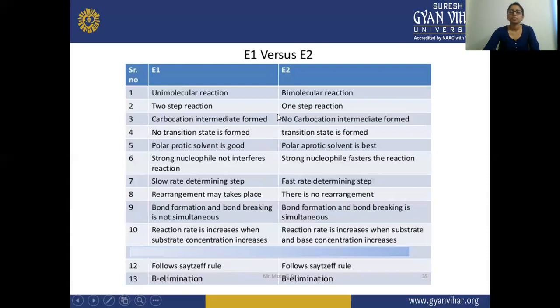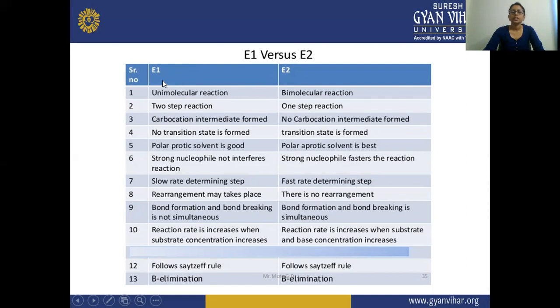Next is E1 versus E2. Here the E1 elimination reaction is your unimolecular reaction, and the E2 reaction is your bimolecular reaction. Here 1 represents uni and 2 represents bi molecular. So this is your unimolecular reaction, and this is your bimolecular reaction. E1 happens in a 2-step reaction, E2 happens in a 1-step reaction. In E1 a carbocation intermediate is formed, and in E2 no carbocation intermediate is formed.